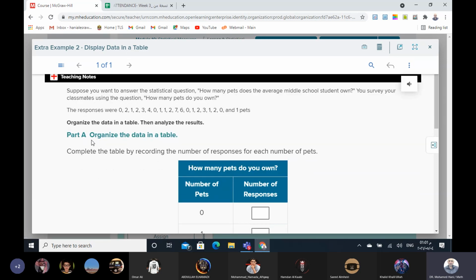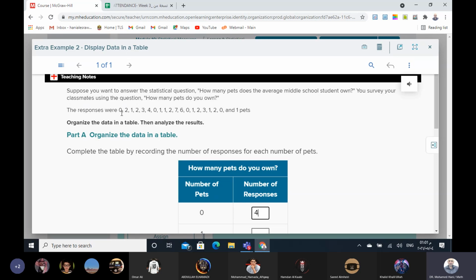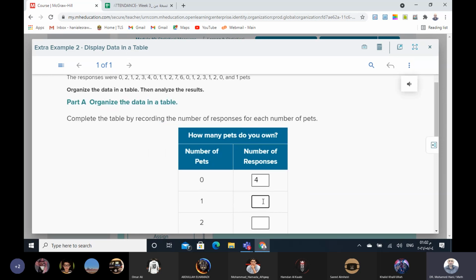So the first step, we want to organize the data in the table. So how many pets do you own? Here the number of pets. How many zeros do you have in the data? Count. Here you have 1, 2, 3, 4. So we can write here, we have 4 zeros. Then how many 1s do you have in the data? Count here 1, 2, 3, 4, 5, 6. So we can write here 6.